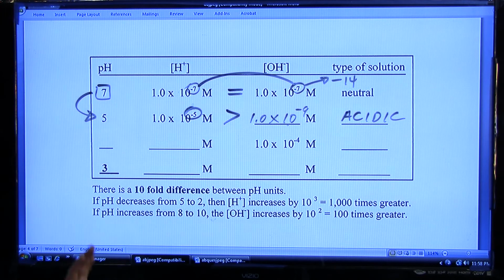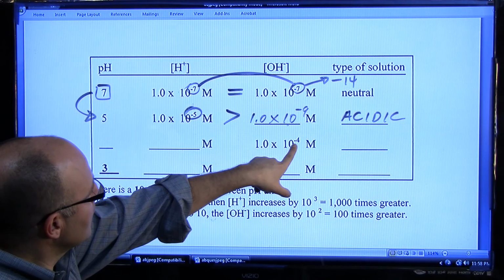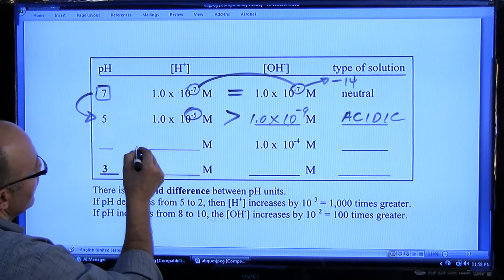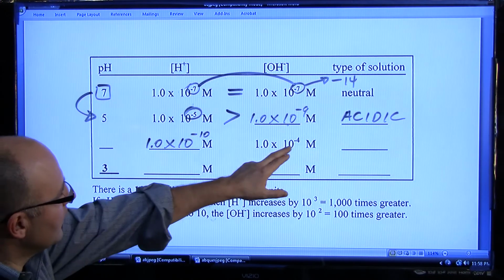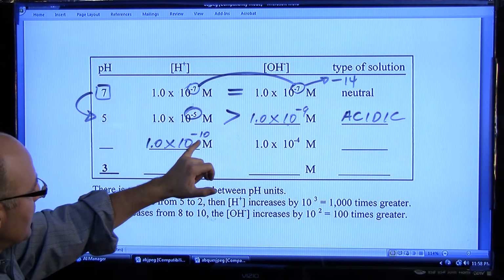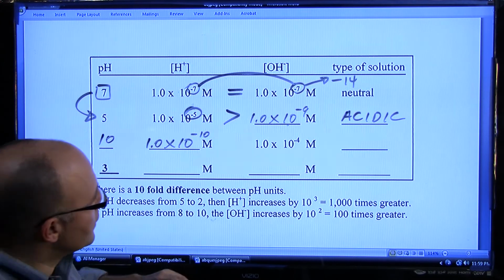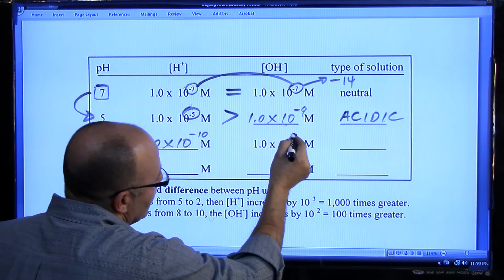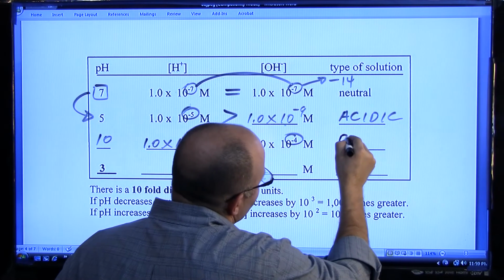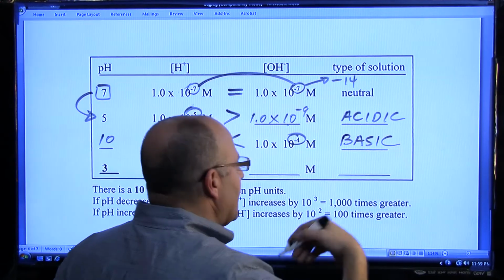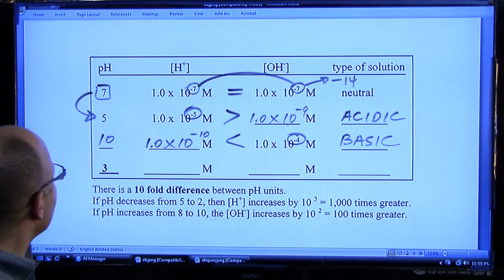All right? Now, let's work this one backwards. Here we're told that the hydroxide is 10 to the negative 4. So that means the H plus has to be 1.0 times 10 to the negative 10, since they add up to negative 14 always, which means the pH, the power of the H, is 10. And so here the hydroxide is greater than the H plus, and so this solution is basic. Bases make solutions basic, just as acids make solutions acidic.